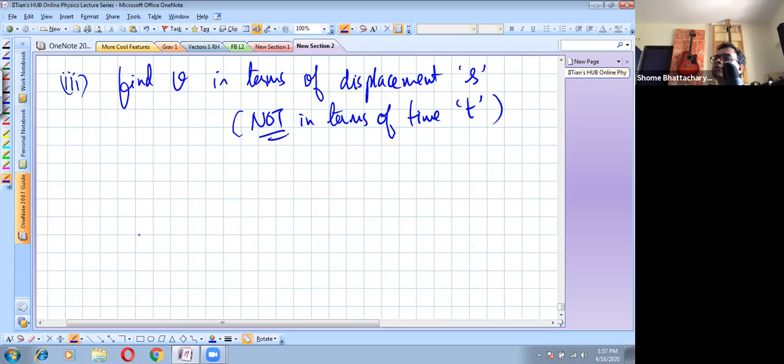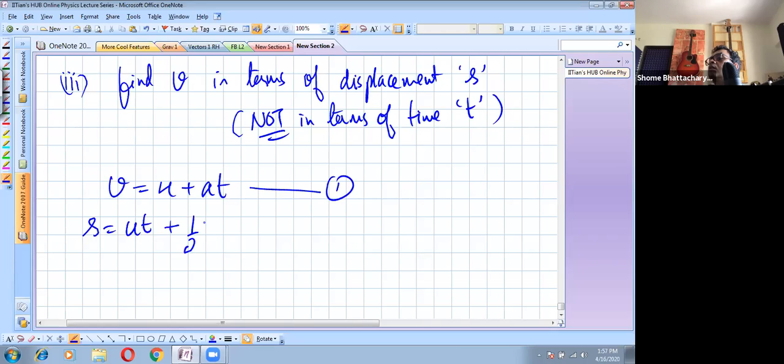So we make use of the first two relations. Okay? We understand that v is equal to u plus at. This is the first equation that we got. And from the second one, s is equal to ut plus half at square. Now what we want to do from these two is eliminate t. So it's now an algebraic operation.